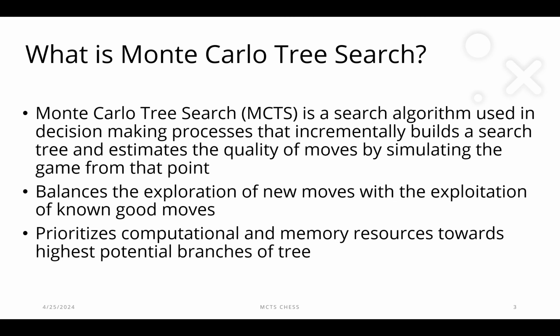What is Monte Carlo Tree Search itself? Monte Carlo Tree Search is a search algorithm used in decision-making processes which incrementally builds a search tree and estimates the quality of moves by simulating the game from that point on. It balances the exploration of new moves with the exploitation of known good ones, and prioritizes computational memory resources towards the highest potential branches of the tree, the ones that are most likely to result in a good move.